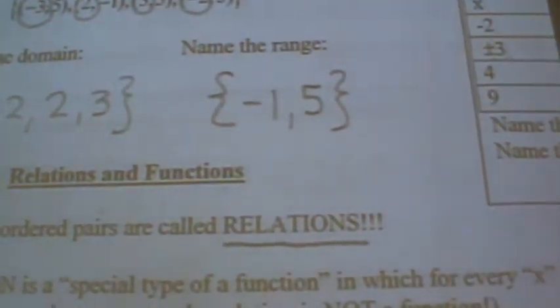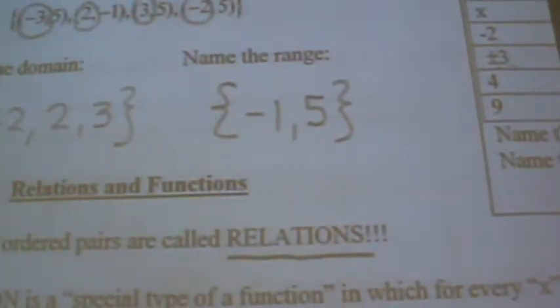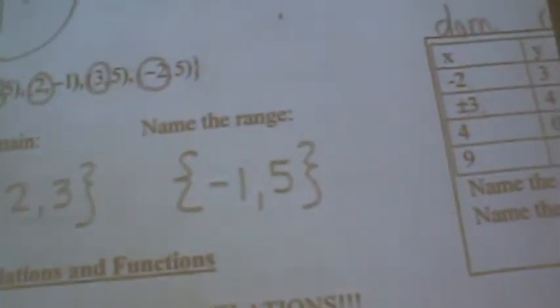Okay, now what did I call all of these sets of numbers? They are relations. We have a special kind of relation, and that's called a function. A function exists when for every x, there's only one y value assigned to it. So in other words, you guys remember it like this: if you see any x value repeating, it's not a function. It's not special. It's just a relation.